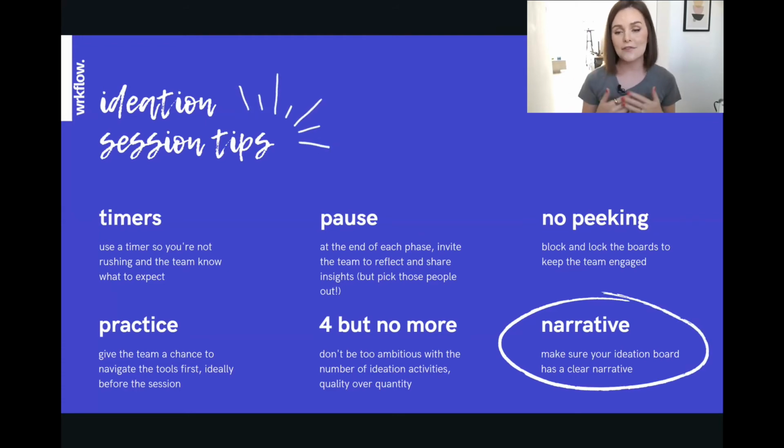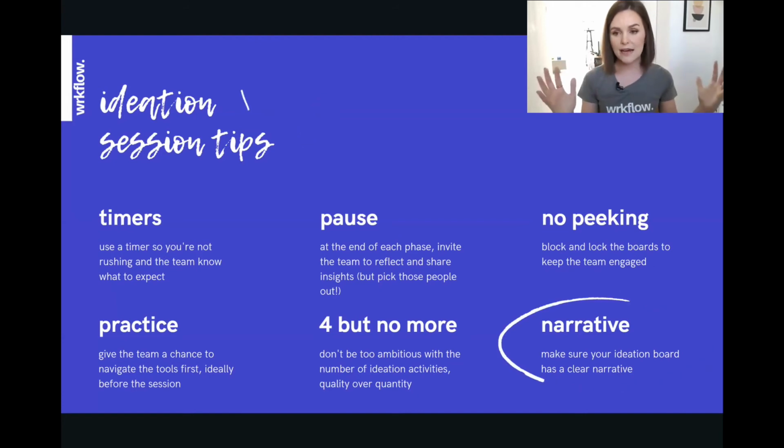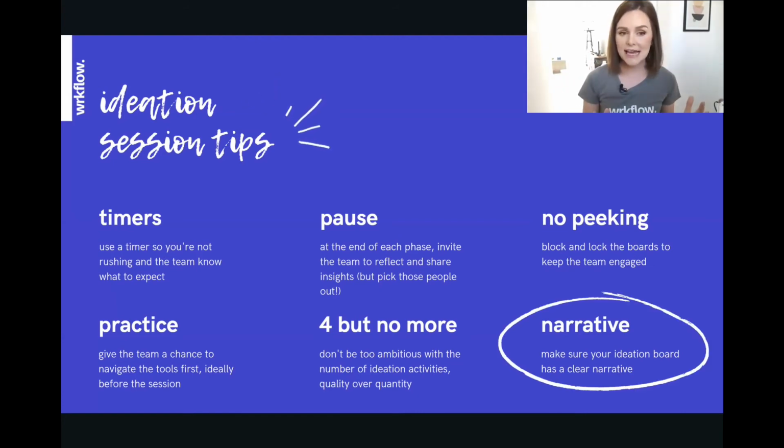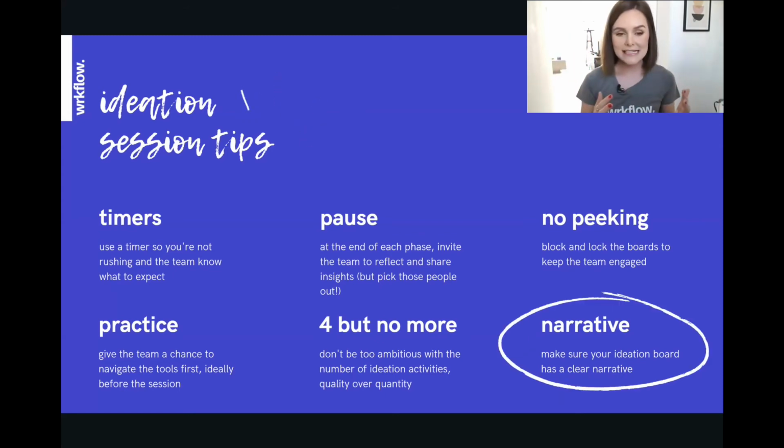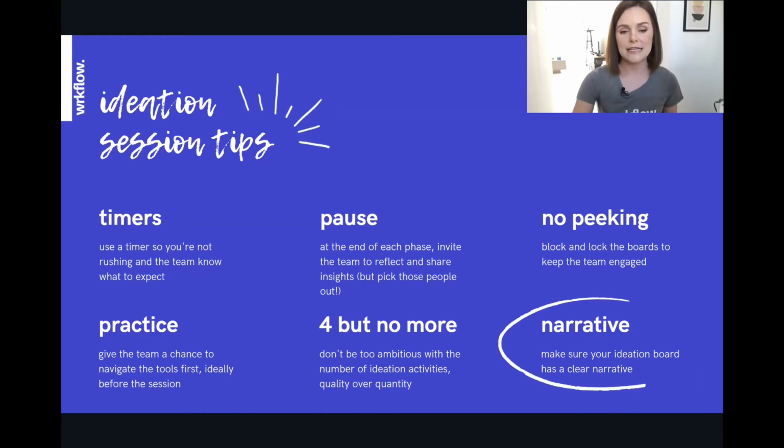And then the last is having a very clear narrative. Now, if you use this 3-phase approach for that ideation session, you are going to have a very clear narrative: problem, solutions, action. But if you go a little bit off piste or you decide to do something different, just make sure it follows a very clear narrative.